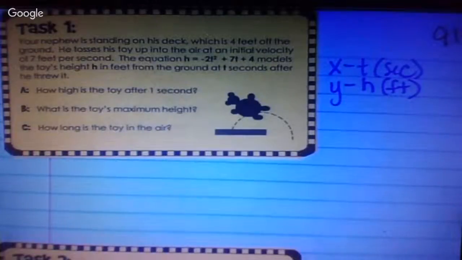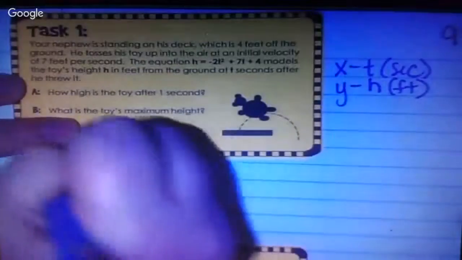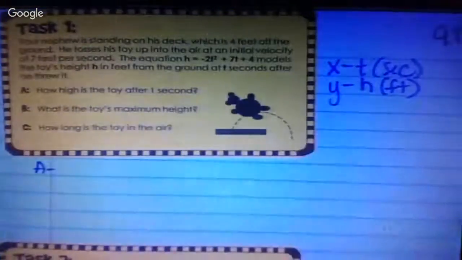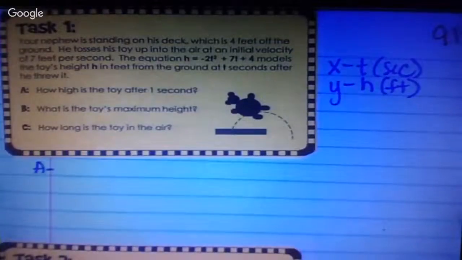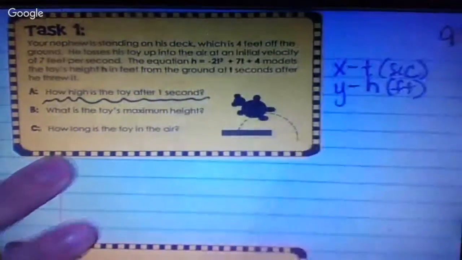Good question. So, part A says, how high is the toy after 1 second? So, let's interpret what this is saying first before we go and look all these up. How high is the toy after 1 second? What do I know in this question? We know what? 4 feet off the ground. How do I know that I'm 4 feet off the ground in that question? It's going 7 feet per second. We know that. Just what is this question telling me?